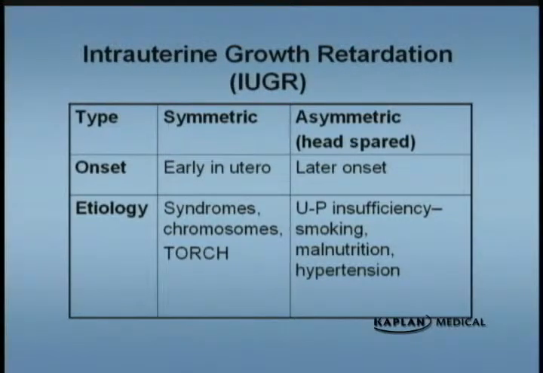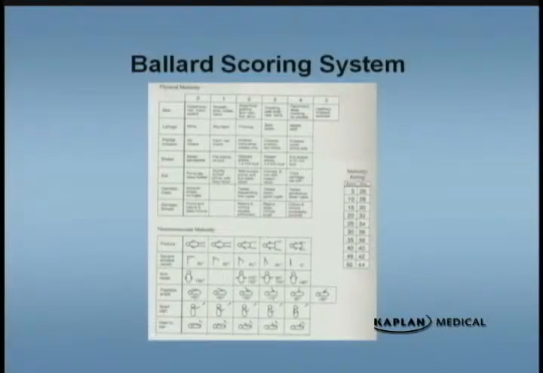Things like smoking, things like maternal malnutrition, maternal hypertension, all these things will affect the growing fetus. Another concept that we have is the Ballard scoring system for gestational age. You do not need to know the Ballard table. It's there, but you don't need to really know it.